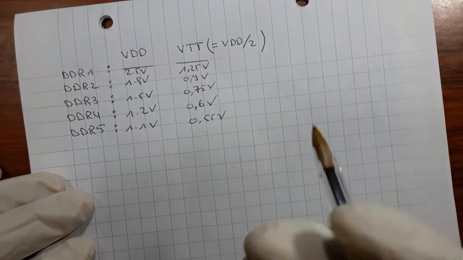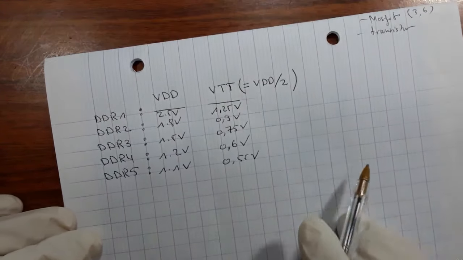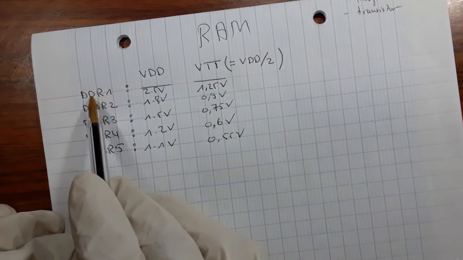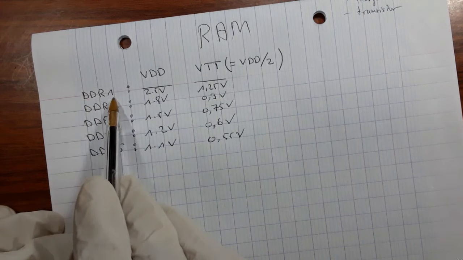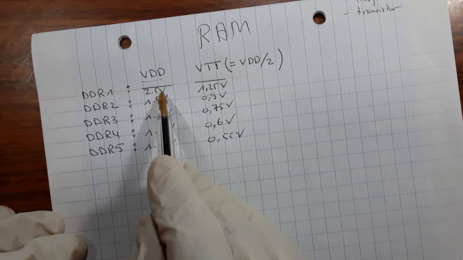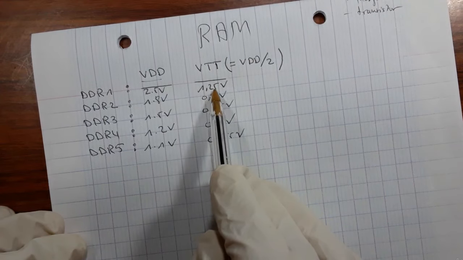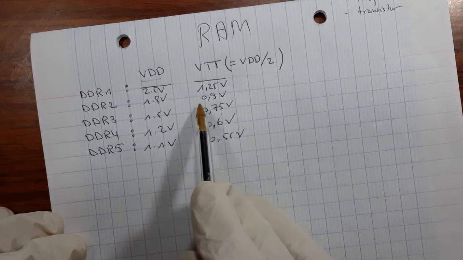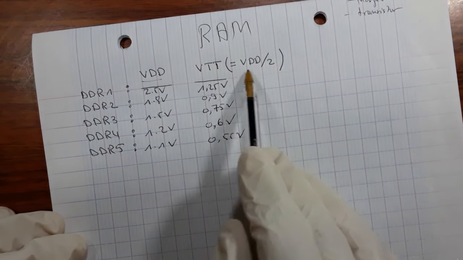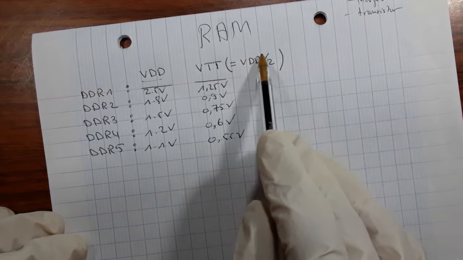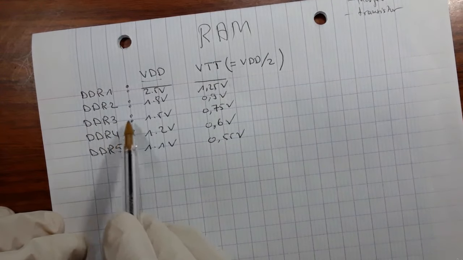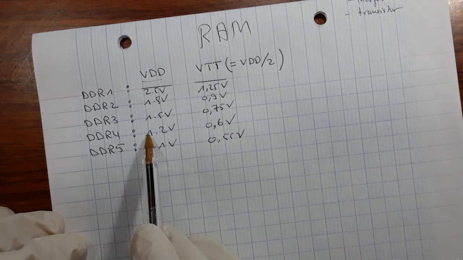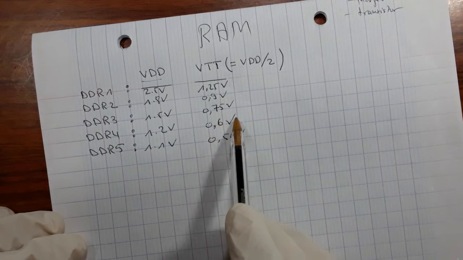Okay, I want to explain to you more about the RAM. So we have here RAM. I told you that there are many kinds of RAM. For DDR1, we have VDD 2.5 volt and VTT 1.25 volt. For DDR2, we have 1.8 volt and 0.9 volt. Always VTT equals VDD divided by 2. For DDR3, we have 1.5 volt, 0.75 volt. DDR4, 1.2 volt and 0.6 volt.